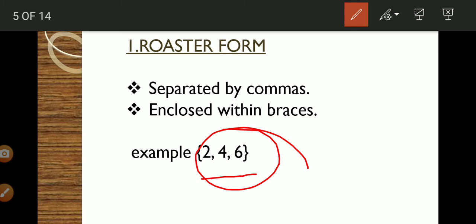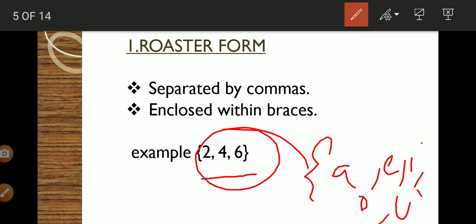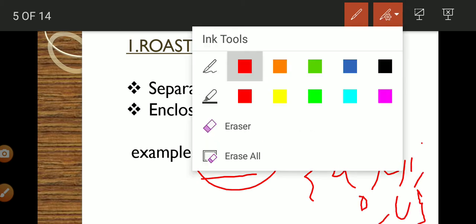Or if I say the set of all vowels in the English alphabet, we will write a, e, i, o, u. This is in the roster form.